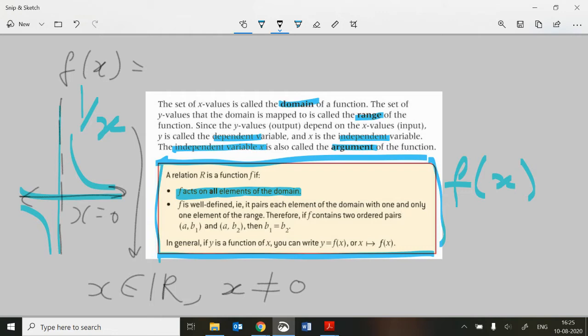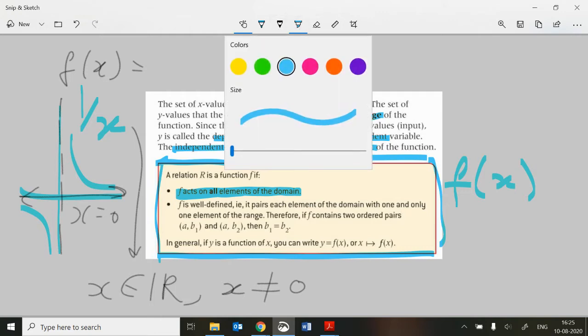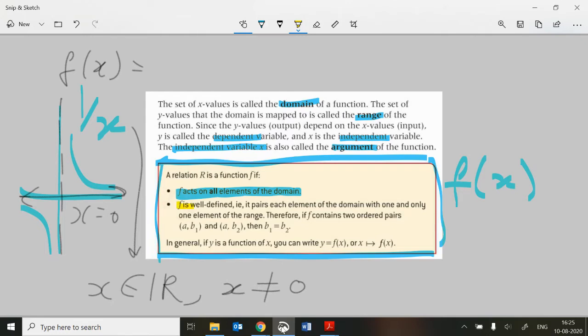Okay, so what else we got? It says as well that in the second part here, f is well defined. Well defined means something in mathematics. It means it pairs each element of the domain with one and only one element of the range. That is to say, when you put in a number, you get out a number. You get out an answer as well. You don't get out two answers. It's not possible for that to happen.